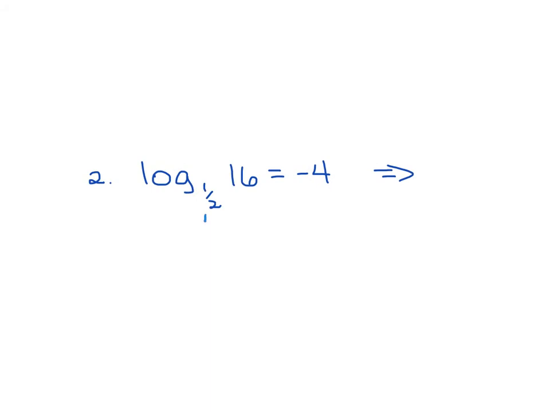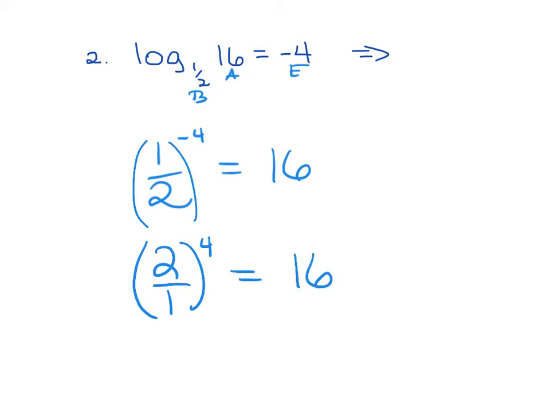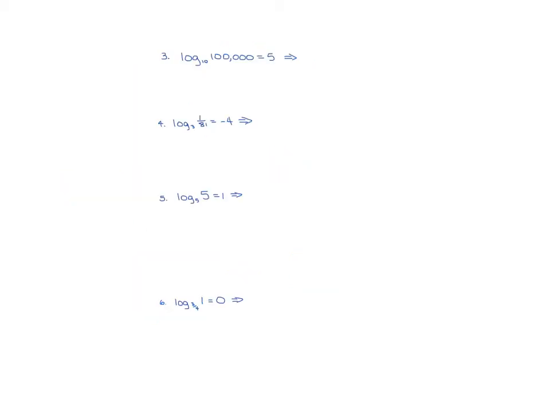Again, it helps me to write B, A, E, and now I'm going to switch it. So the base is 1/2, the exponent is -4, and my answer is 16. And again, when you have a fraction raised to a negative exponent, think reciprocal. So really what this is doing is flipping it, making it positive, and then it does become 16. If this equation does not make sense, you've put it in the wrong order. All right, everybody, the next one.